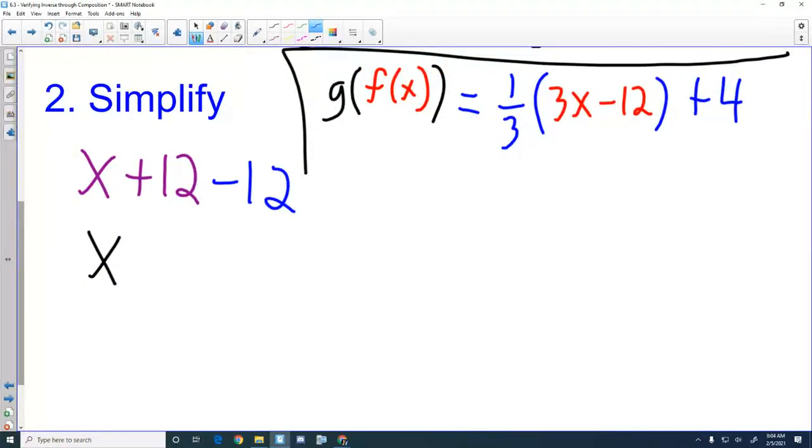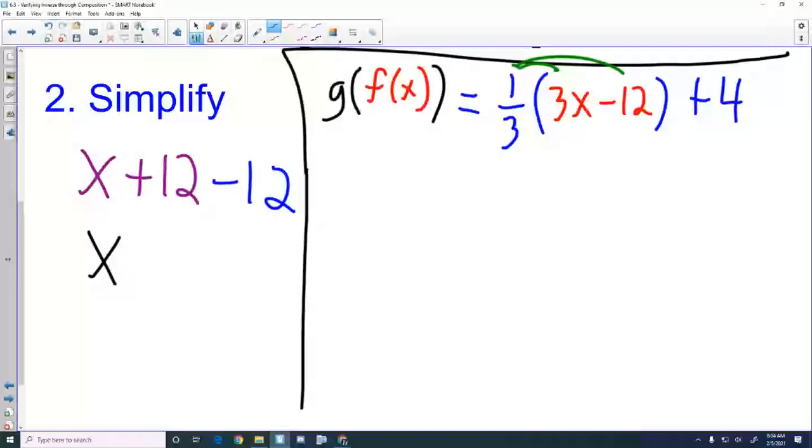And we need to check that that simplifies to the same thing, to just an x by itself. This is a pretty straightforward one. Again, I've got a 1/3 in front of parentheses, so we're going to distribute it. Now, multiplying by 1/3 is the same as just dividing by 3. Nice and easy. So what's 1/3 of 3x?